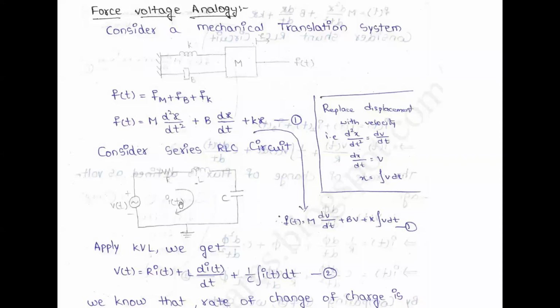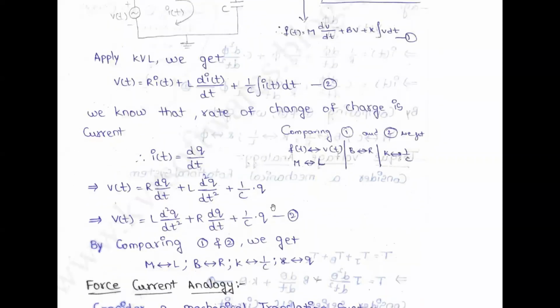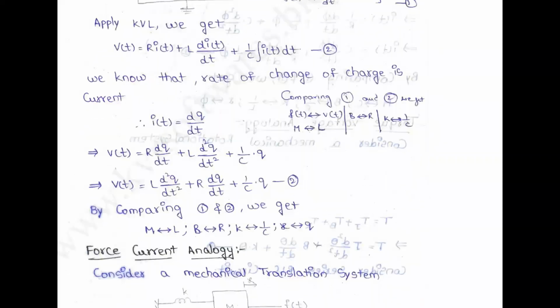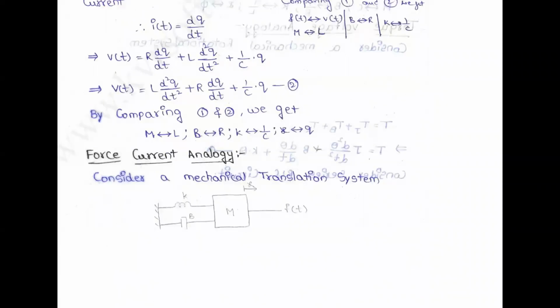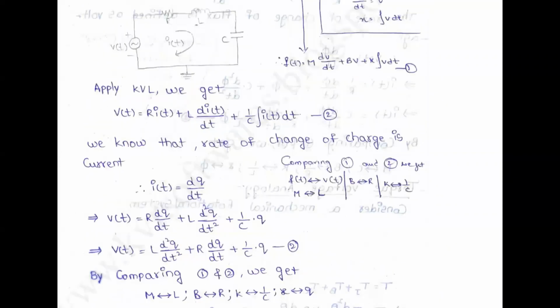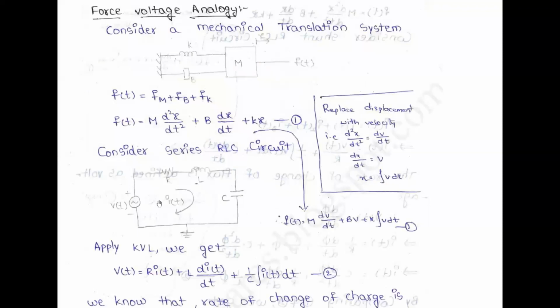V of t is equal to R into I of t, plus L into di by dt, plus capacitance 1 by C integral I dt. This is applying KVL at the loop. In the force voltage, same process.